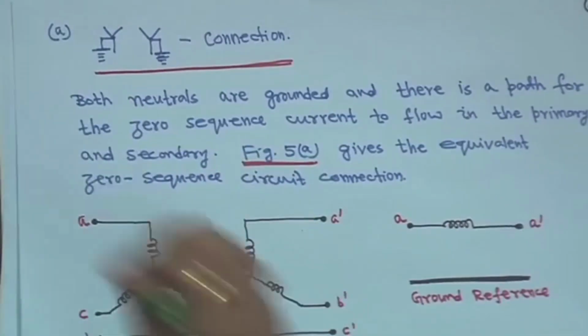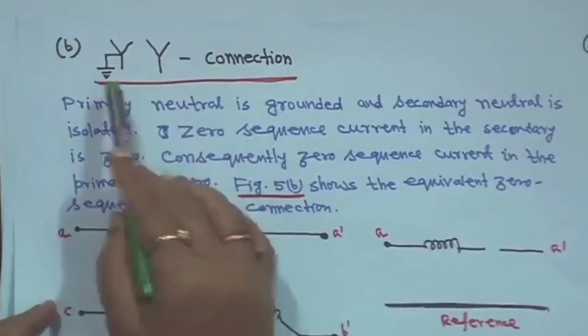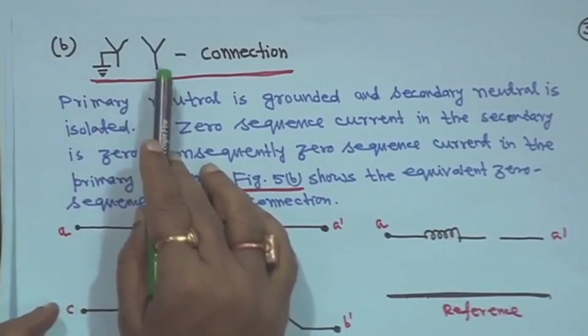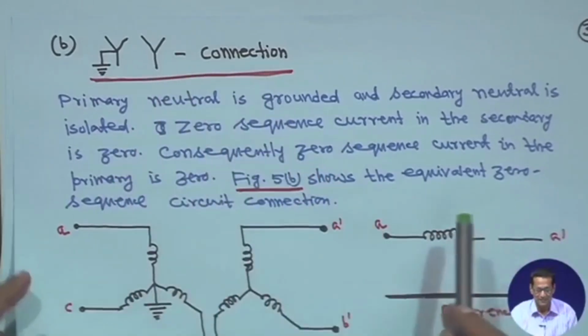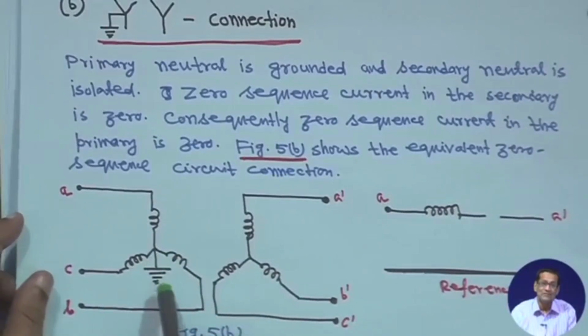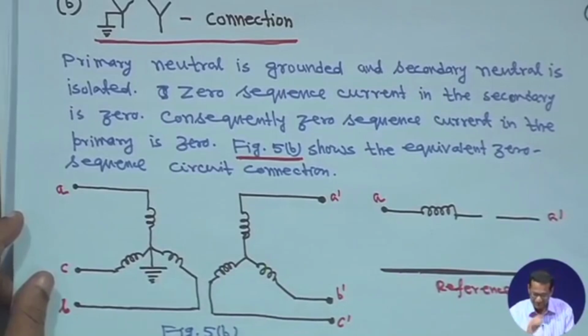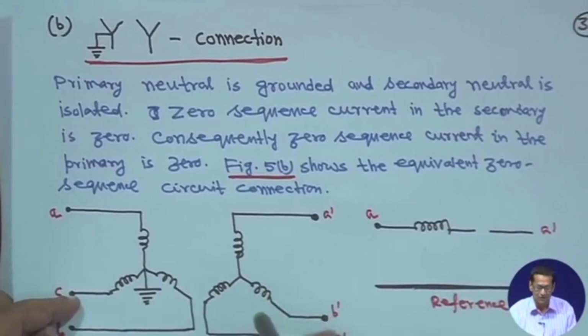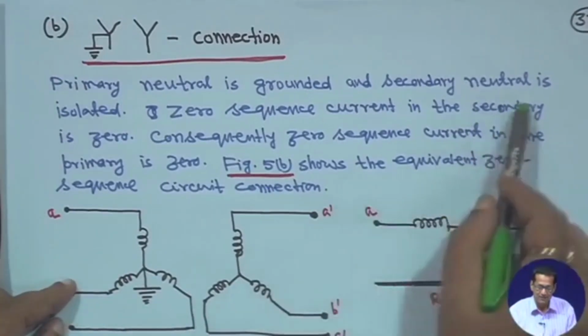Now, next one you have to understand, otherwise it is difficult to solve fault problems and draw the zero sequence network. Next is star-star again, but the primary side is grounded and the secondary side is ungrounded, I mean no ground. So, this is the connection. The primary neutral is grounded, but the secondary neutral is not grounded, it is isolated.